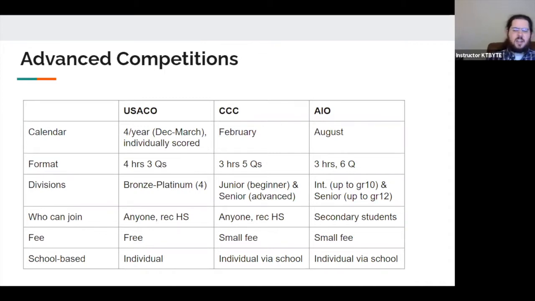So CCC and AIO, it is totally individual, more so than ACSL, but you still have to register through a school. And so for this year, for the first time with the AIO, we have registered so that we can offer that competition. So definitely let us know if you'd like to get into that one or either of those.